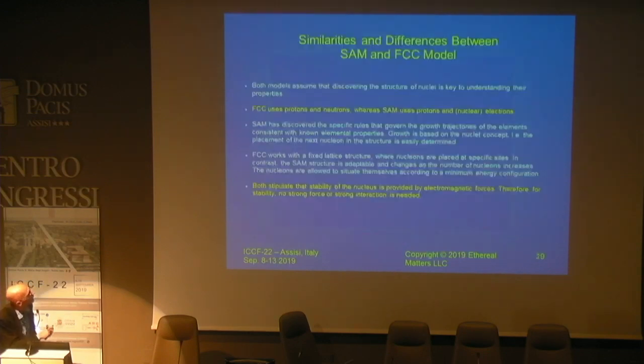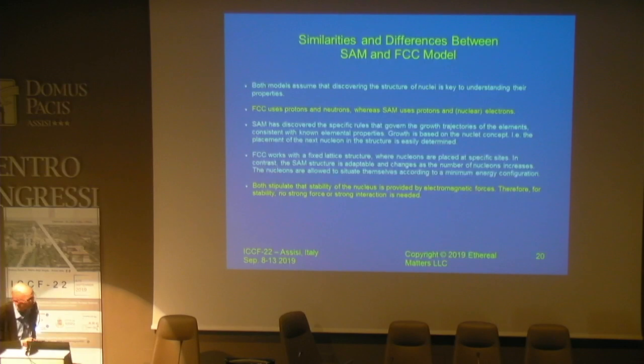So the similarities and differences between the structured atom model and the FCC model. I would like to point out 2 major things. The FCC model uses protons and neutrons. This is, of course, the conventional thinking at the moment, whereas SAM uses the protons and nuclear electrons. However, the overlapping is that both stipulate the stability of the nucleus is provided by electromagnetic forces. Therefore, for stability, no strong force or strong interaction is needed.